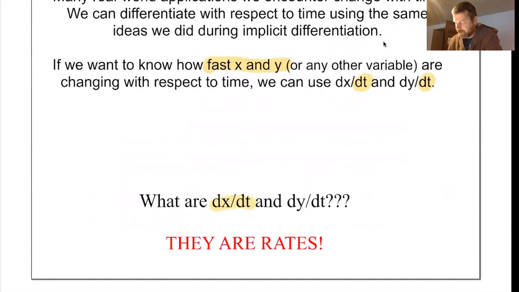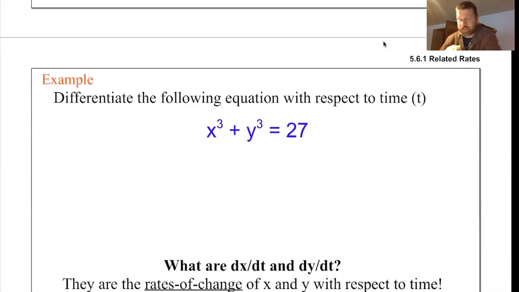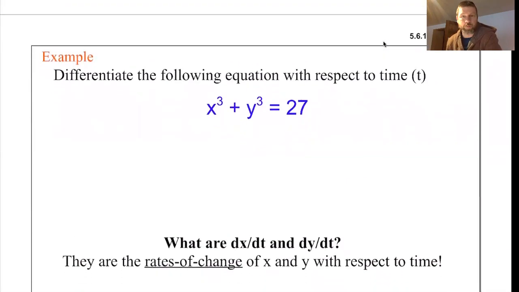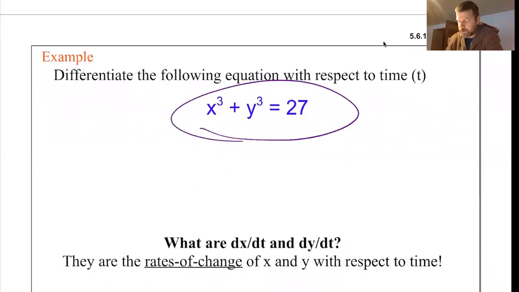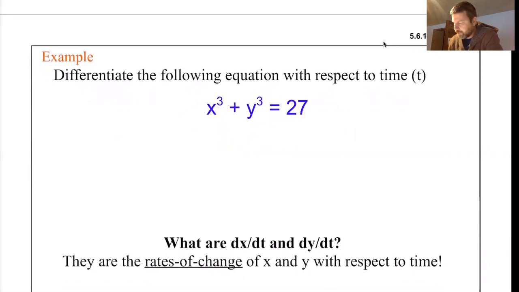What are dx/dt and dy/dt? They're rates. They're how fast x and y are changing over time. If this seems confusing, don't worry. We're going to do a couple examples to try to help clear this up. All right, just straight up first, how to take the derivative with respect to time. Same idea as implicit differentiation. Here's the same equation as before, but this time I'm going to take the derivative with respect to a new variable t.